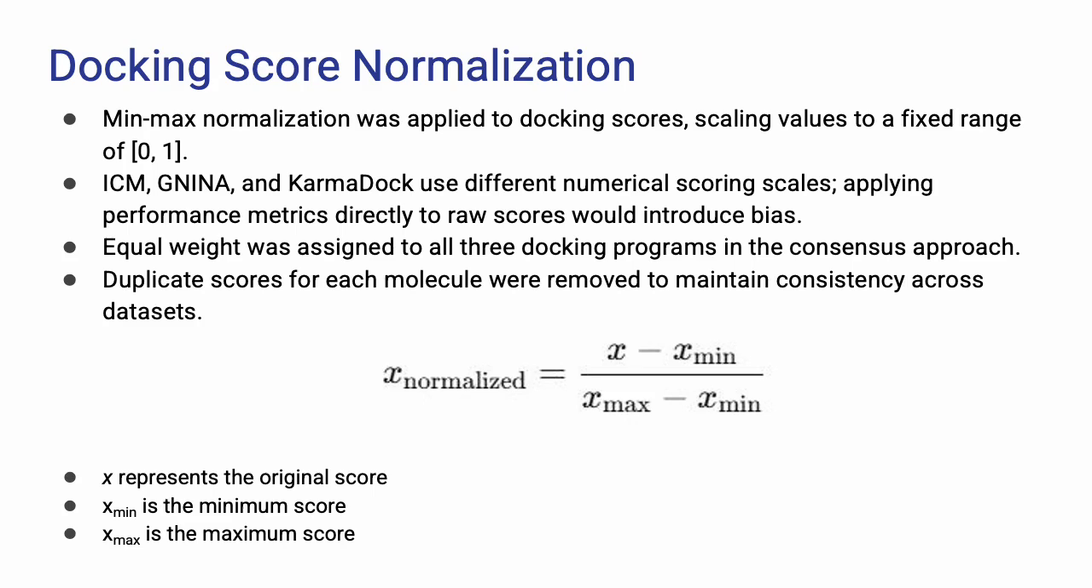This step is crucial because each docking program uses a different scoring method, and applying performance metrics directly to raw scores would skew the results. Equal weight was assigned to the three programs, and duplicate scores for each molecule were removed to ensure consistency across the dataset.